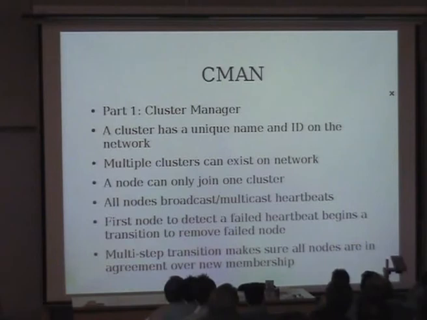So each cluster has a unique name, and you can have multiple clusters on the network, but a node can only run one cluster. And each cluster can have multiple file systems, so you can have many file systems mounted on one node. All nodes do broadcast heartbeats, and when a node detects that another node can't talk to it, it goes through a cluster membership transition, where all the nodes agree on the cluster membership.